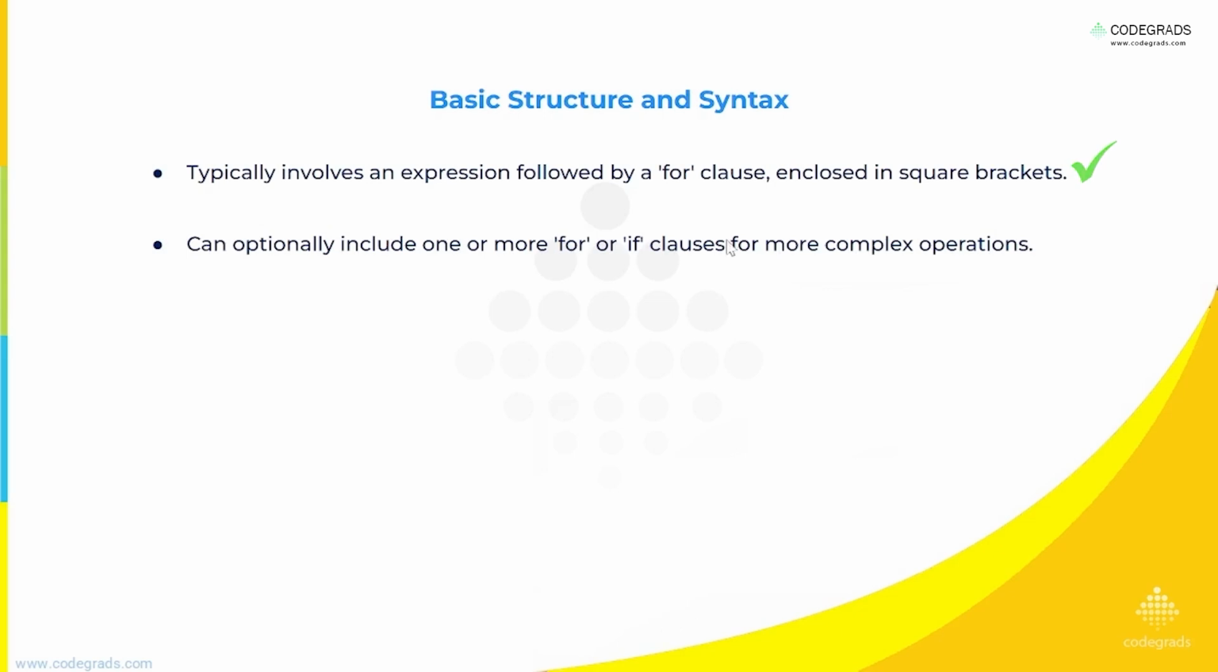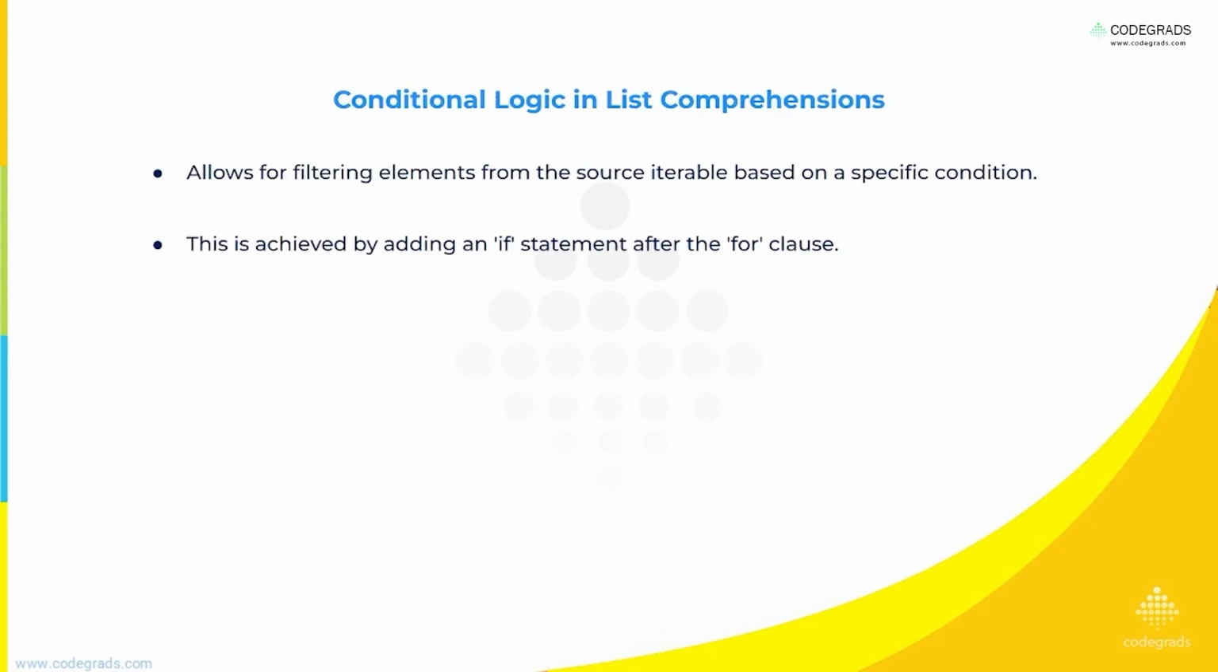Square brackets will be there, and it can optionally include one or more for or if clauses for more complex operations. While implementing list comprehension, one or more for or if clauses can be used. So if-else conditions can also be used in the list comprehension method. Now, conditional logic in list comprehension: you can add if to filter items in the list comprehension with a condition. In the syntax, in the square brackets we first have the expression, then for x in iterable and the if condition.